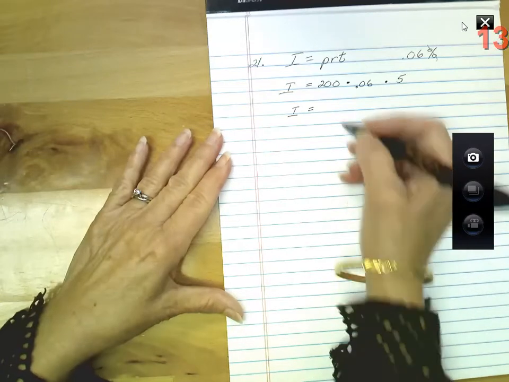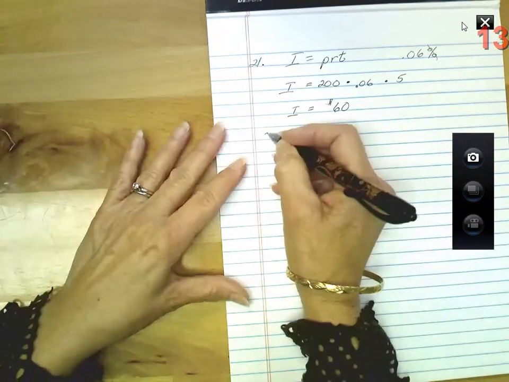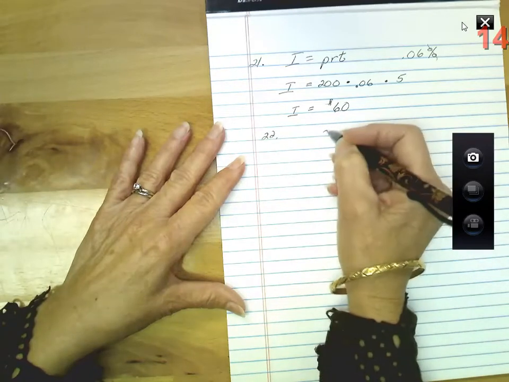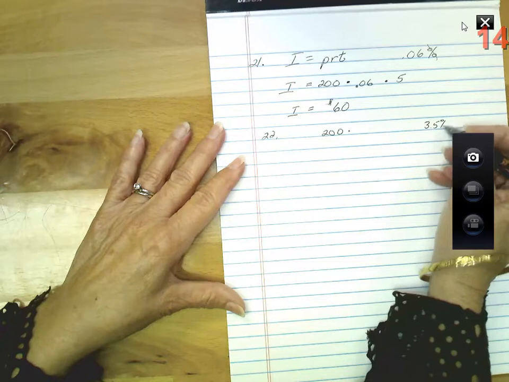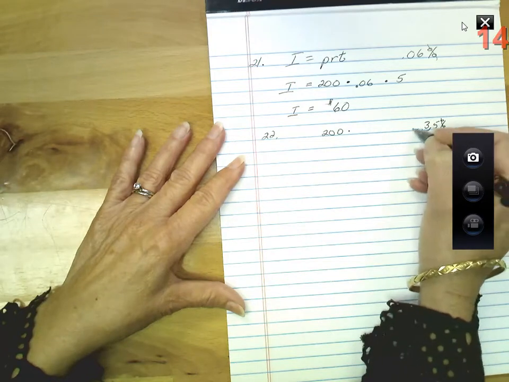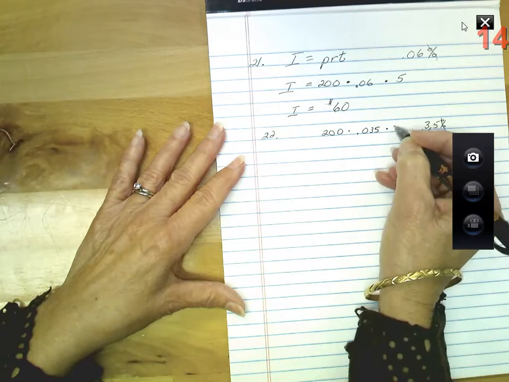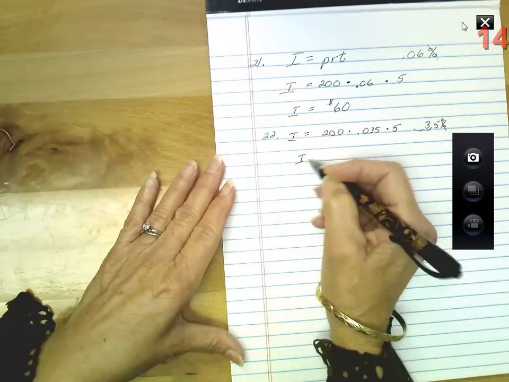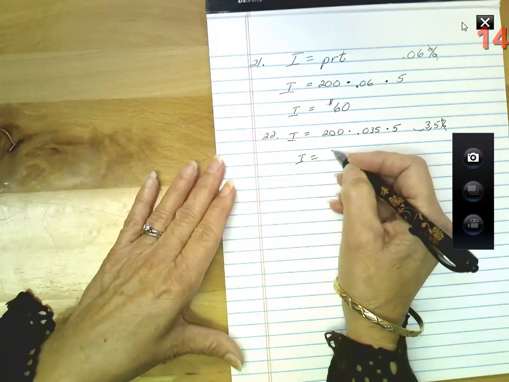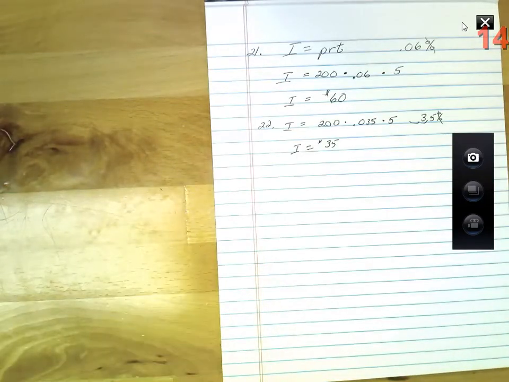60. Okay. All right, then on 22, you had the same thing, but it was 3.5% interest. So you drop that off, move it 2 places, so 0.035 times 5. Okay, and multiply that out. And what was the answer on it? 35. Okay.